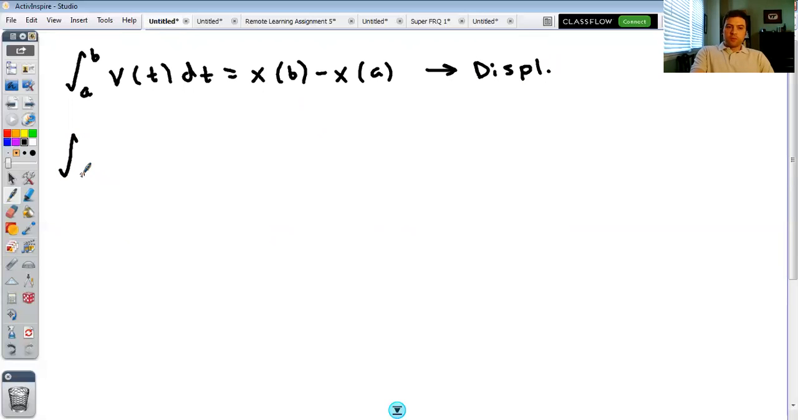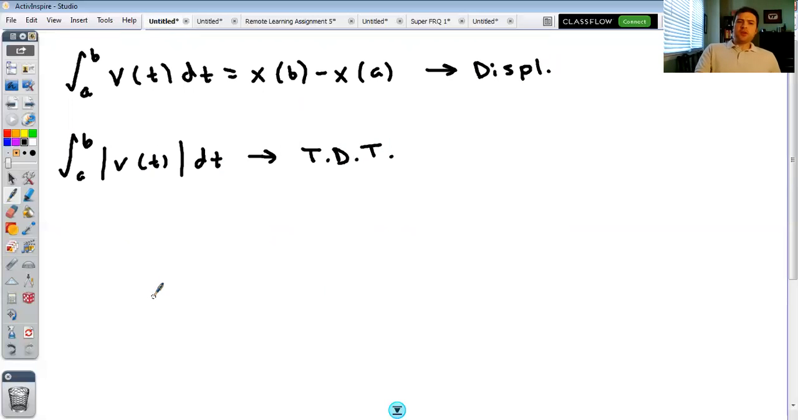The integral from A to B of the absolute value of velocity is my total distance traveled. So what about some other stuff? Well, we can use the fundamental theorem of calculus to do more with this. So let me give you an example.